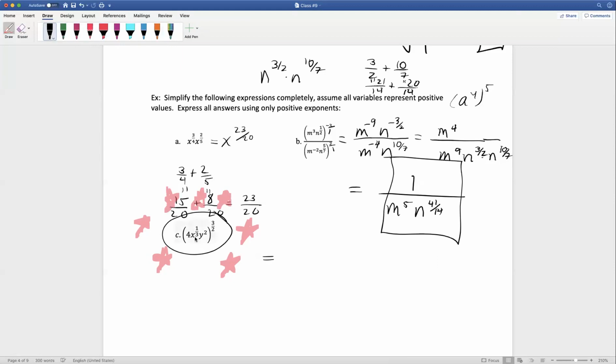We have 4x to the 1/3 y squared raised to the 3/2 power. First of all, notice my 4 doesn't have an exponent, so I'm going to put a 1 there. Once you rewrite your bases, when you raise something to a power and you raise it to a power again, you multiply exponents. So let's do this. y squared raised to the 3/2 power. I'm going to call this 2 over 1. Well, 2 times 3 is 6. 1 times 2 is 2. So we get y to the 6/2.